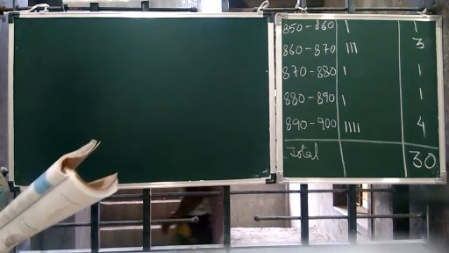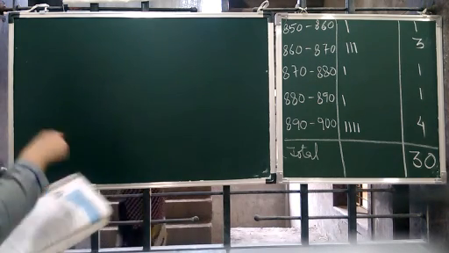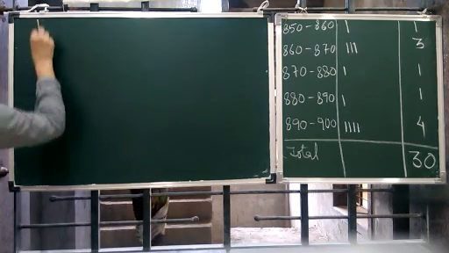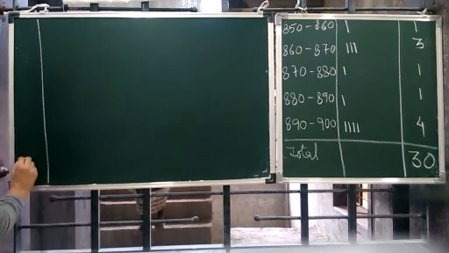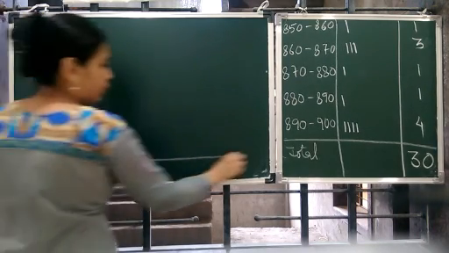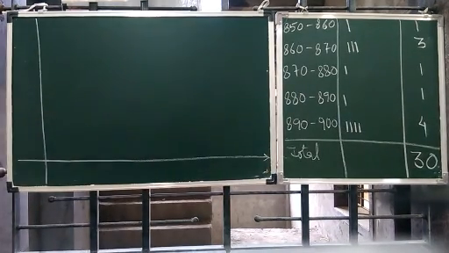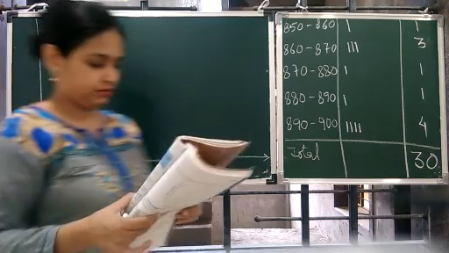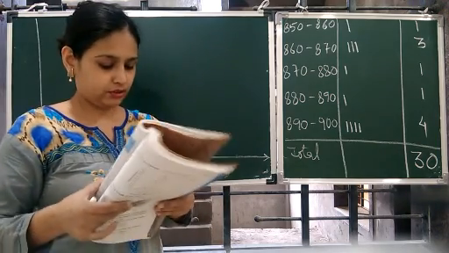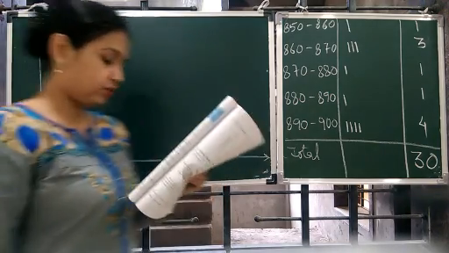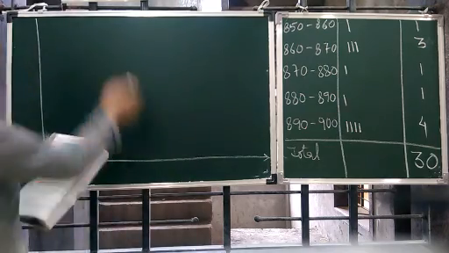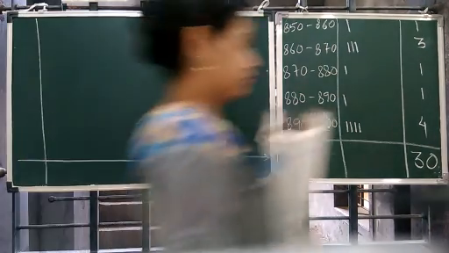Okay, but I have erased the question table only. Now what to do? Here children, I have written it on my book, textbook. So now it will become easy for me to draw the histogram.